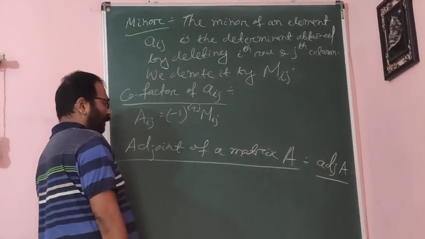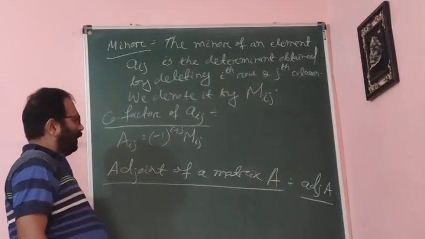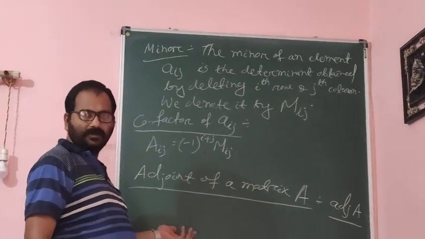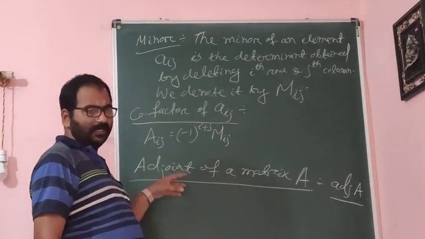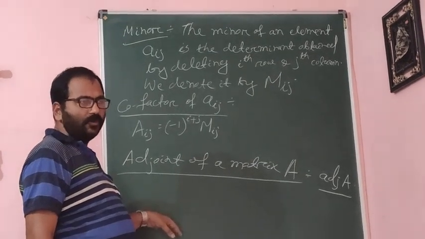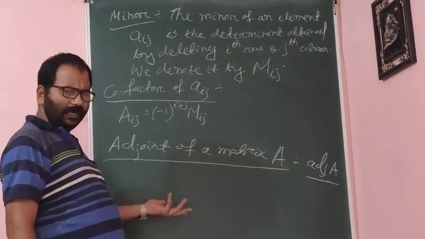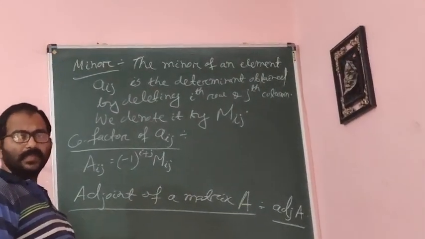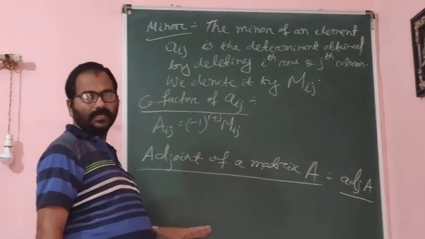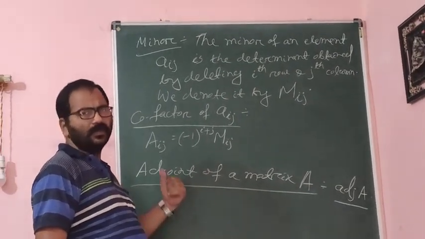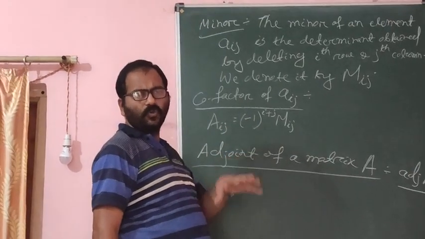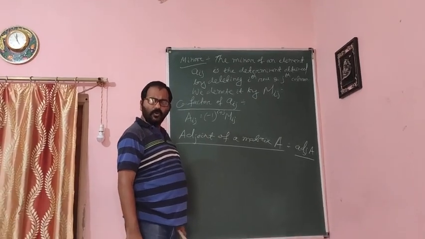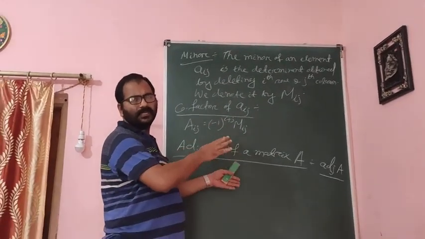Adjoint means, for any matrix A, we will get the cofactors of each element, and we have to put them in the particular positions. Then we will get a cofactor matrix. So to get the adjoint, we will take the transpose of the cofactor matrix, meaning rows to columns and columns to rows. You have to change. So first you have to find the cofactor matrix. Cofactor matrix means the matrix consisting of all the cofactors of the elements of the matrix A.